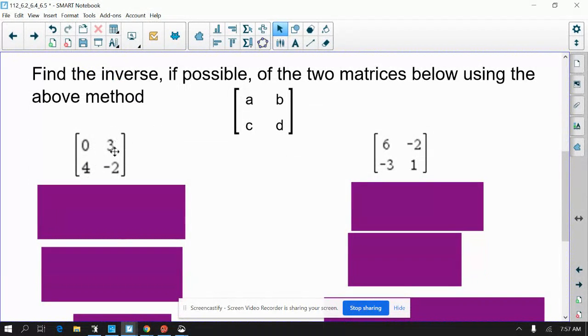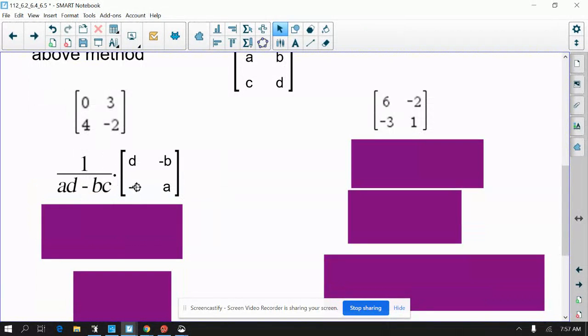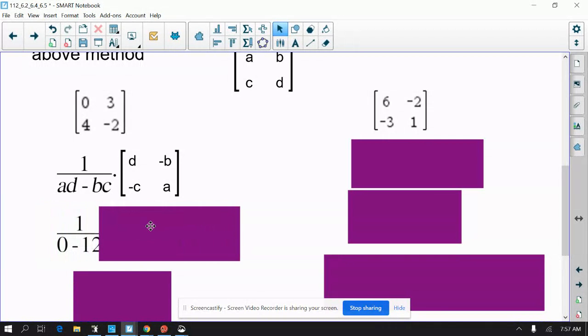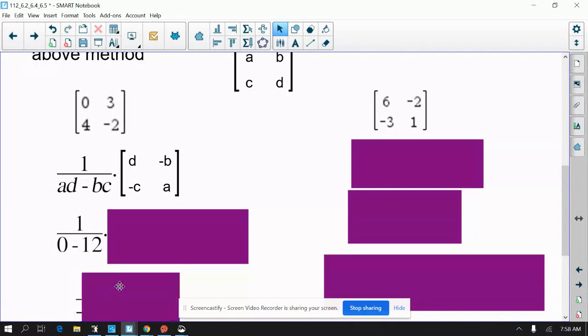Let's use that to find the inverse of this. Well, here's the formula. And so A and D are 0 and -2. So this is 0 times -2, which is just 0. And then B and C are 3 and 4. So B times C is 12. So I'm multiplying by -1/12.